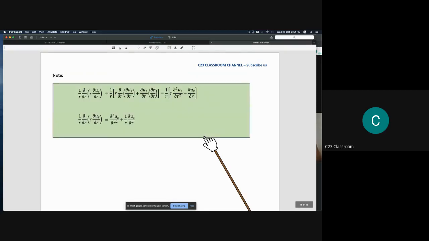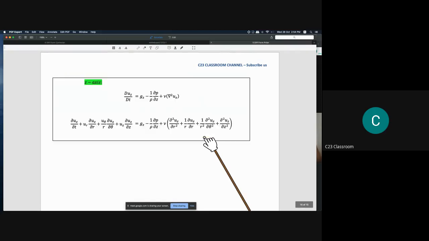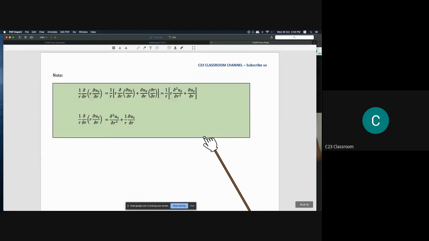Sometimes, I already uploaded these notes on my website, so you could have that. I will change one mistake there in the previous notes.